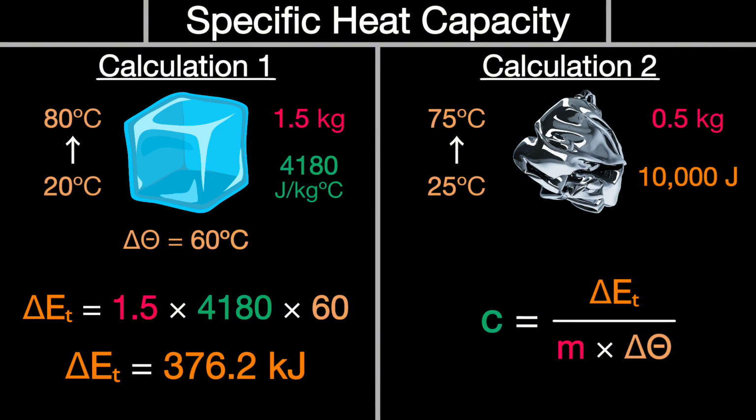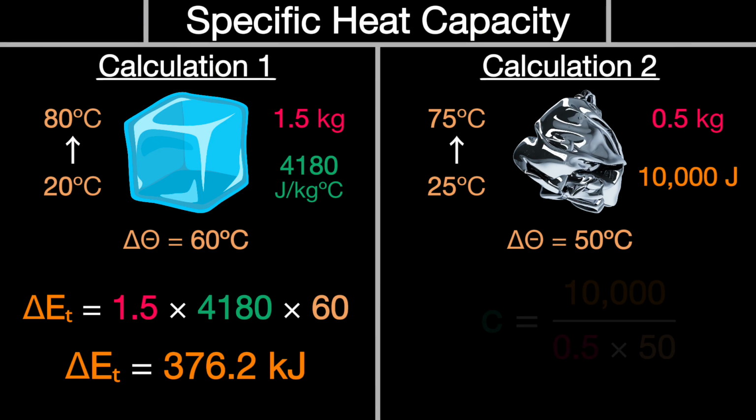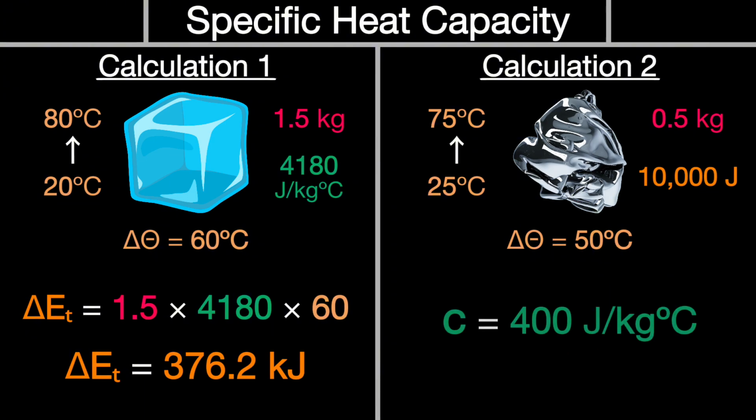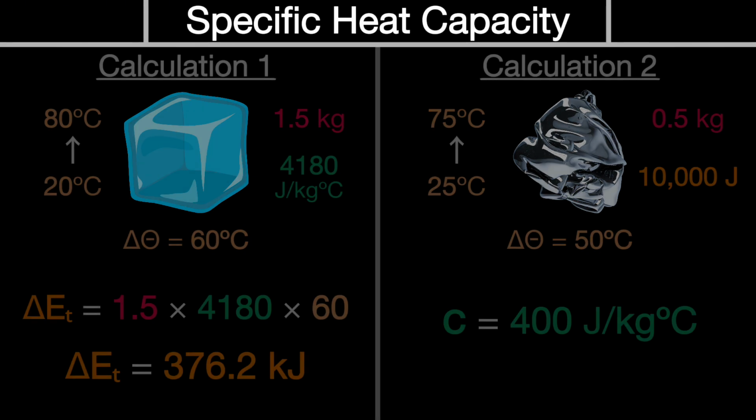Once again, start by finding the change in temperature. 75 minus 25 equals 50, so the change in temperature is 50 degrees Celsius. Now you can substitute the values into the formula to get C equals 10,000 over 0.5 times 50. Type this into your calculator to get a final answer of 400. So the specific heat capacity of the metal sample is 400 joules per kilogram degrees Celsius.